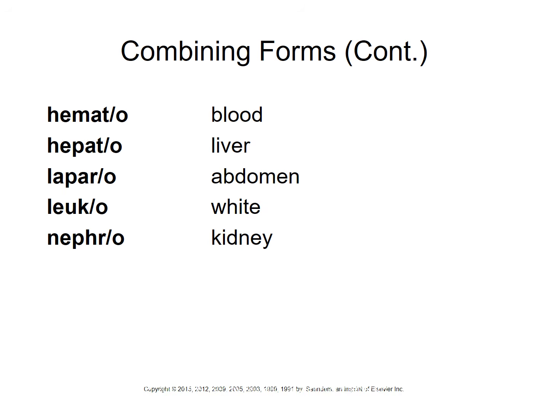In other terms, because you're going to find that in medical terminology, sometimes there's a couple of different terms. Hemato also means blood. Hepato means your liver. Like if someone has hepatoma, oma, tumor. Tumor of what? Tumor of the liver. Laparo, abdomen. Leuco, white. Nephro, kidney. Okay.